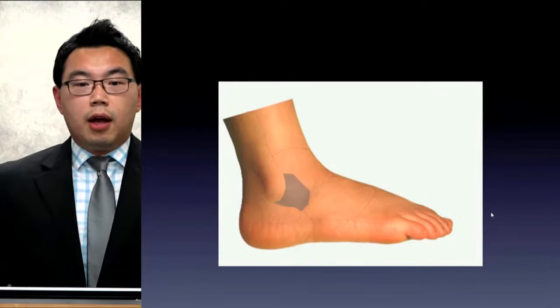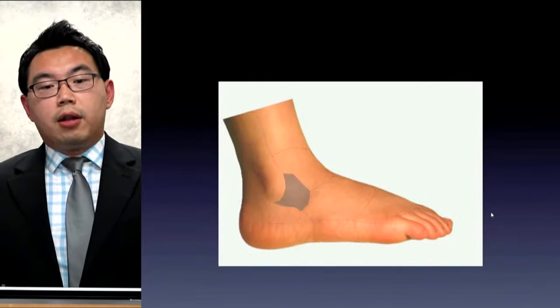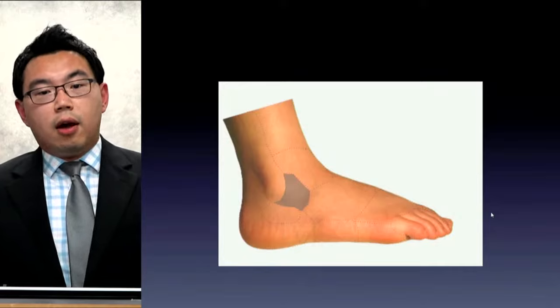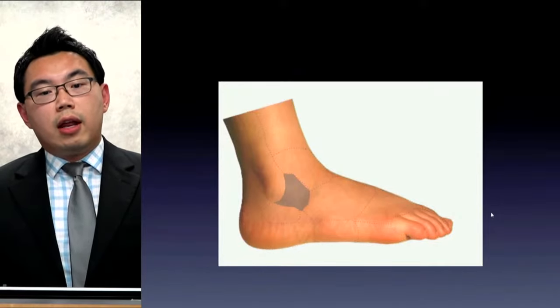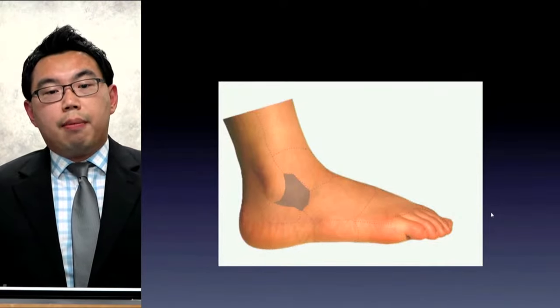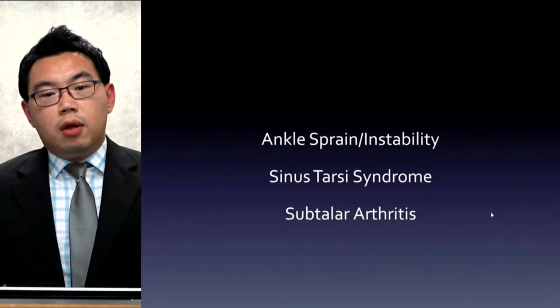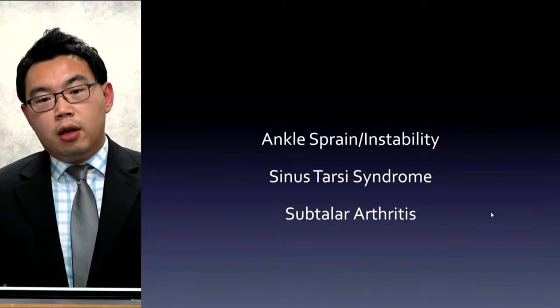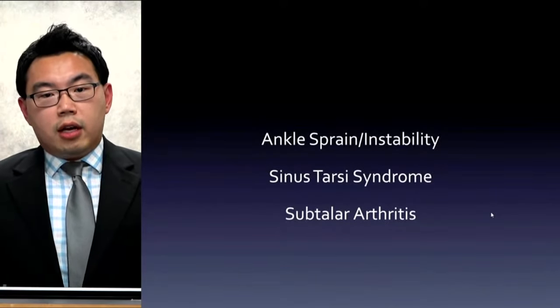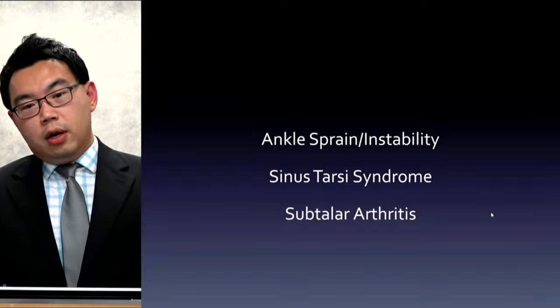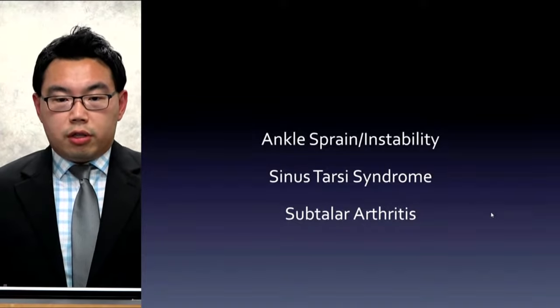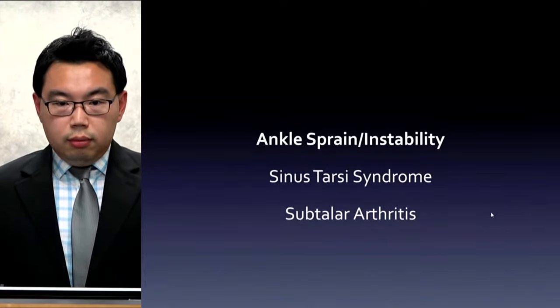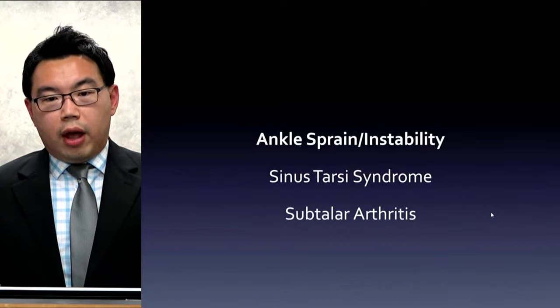And then let's say we're going to talk about pain on the outside. So this is the outside of your ankle. If your pain is located in the front of that pointy bone, on the outside of your ankle, I think about whether you have a history of ankle sprain, which can translate to recurrent ankle instability, or what we call sinus tarsi syndrome, which we'll go over. And then it could also be something called subtalar arthritis. Most commonly, I would think about ankle sprain.